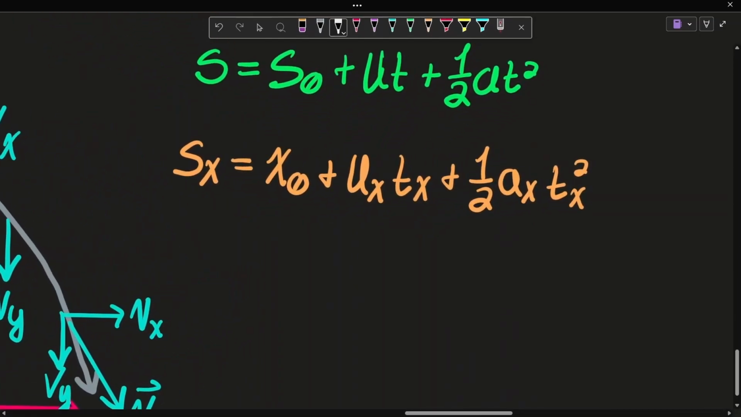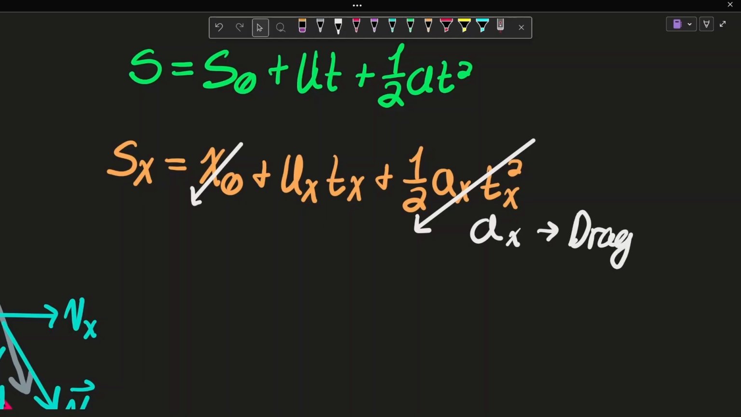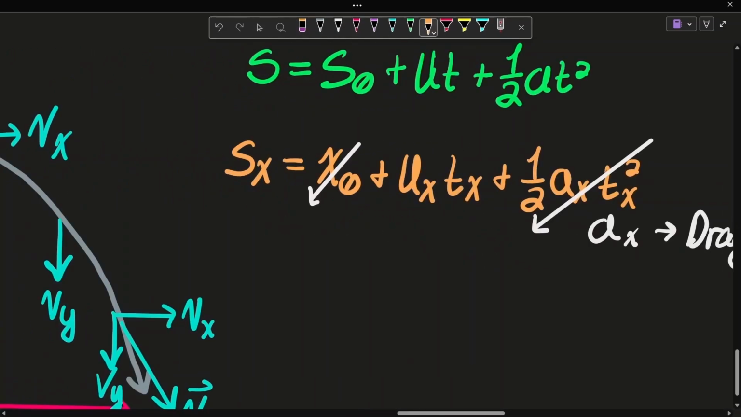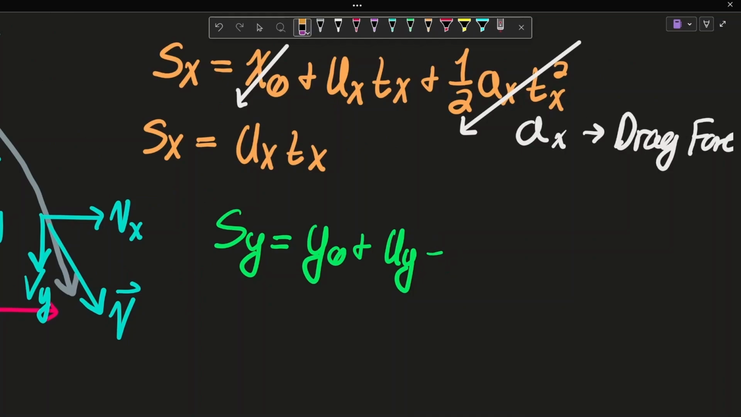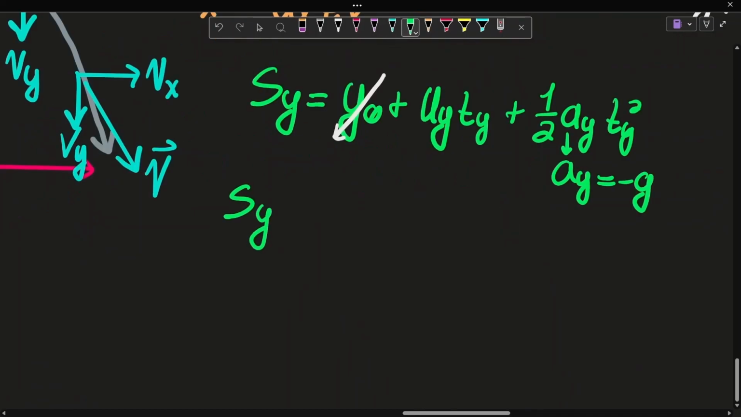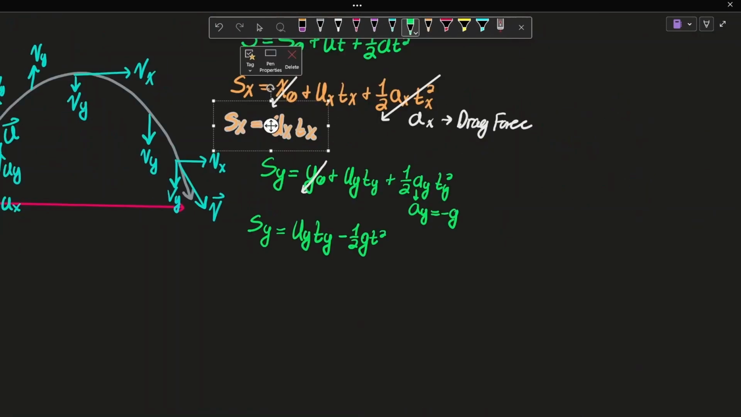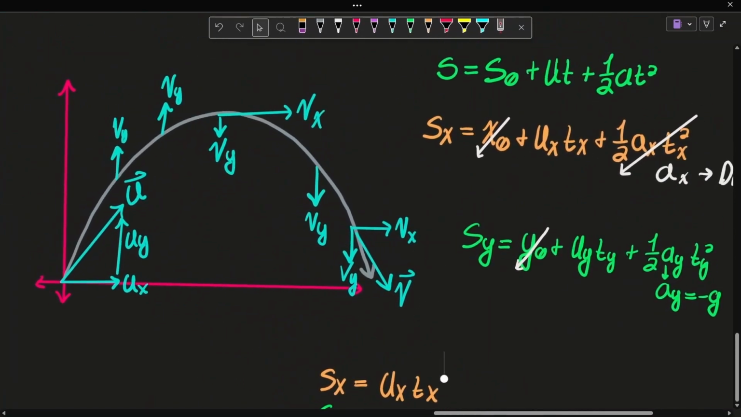So there are a few simplifications we can make. We start at point 0, and also there's no acceleration on the x-axis, because ax would otherwise be the drag force or wind resistance, but we don't account for that. Our position along the x-axis is just ux tx. Then we can also say for the y-axis, ty, sorry. Now the acceleration along the y-axis is gravity. Sy is equal to... these two equations you can use anywhere. They're always true for any question where you have no drag.